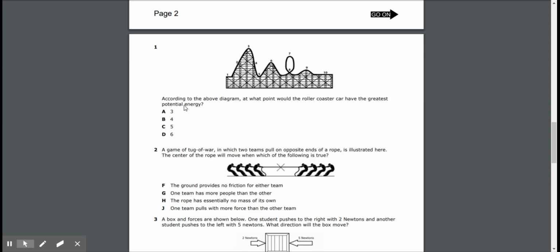All right, number 1. According to the above diagram, at what point would the roller coaster have the greatest potential energy? So then it's numbered here. And it says A, 3, B, 4, C, 5, or D, 6.